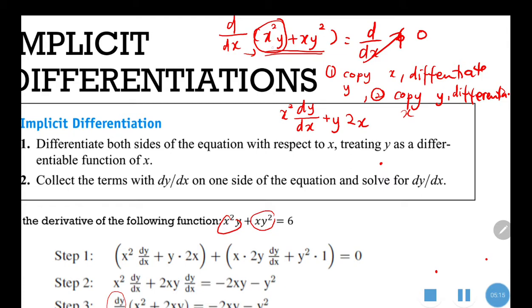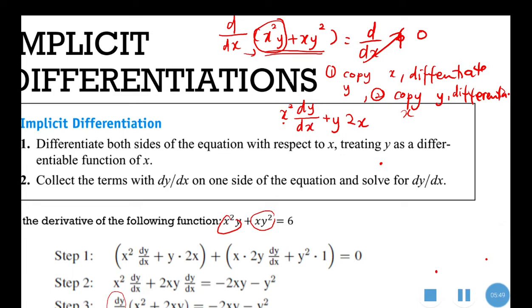For x squared y here, we have to use implicit differentiation because there are two functions in this x squared y in this equation. So first, how to do the implicit differentiation? The first step is to copy whatever x function is here. We have copied it here, and then differentiate y. Differentiate y, you will get dy/dx.